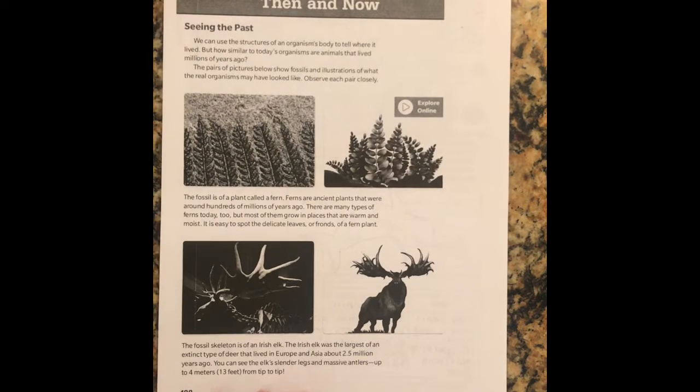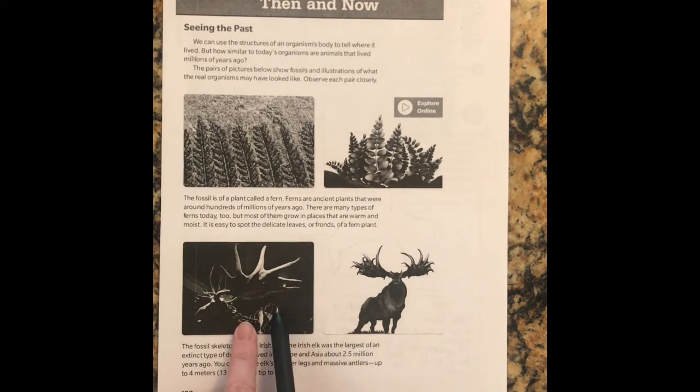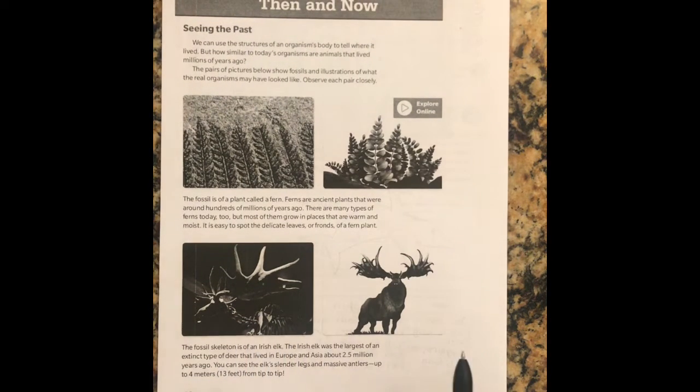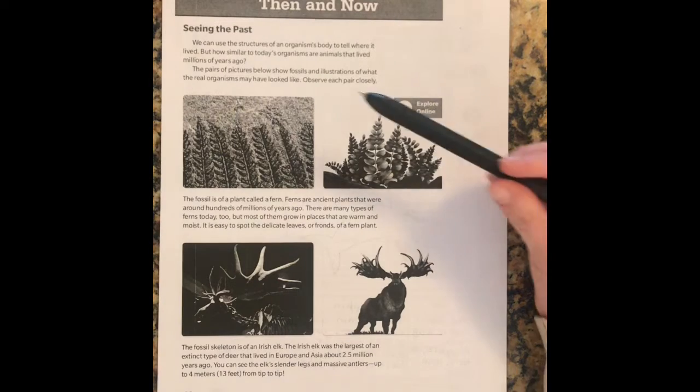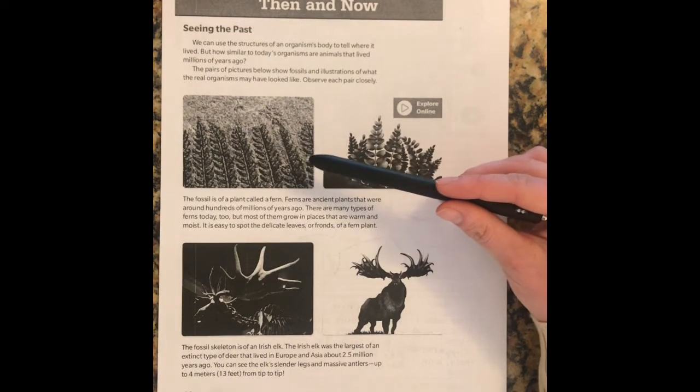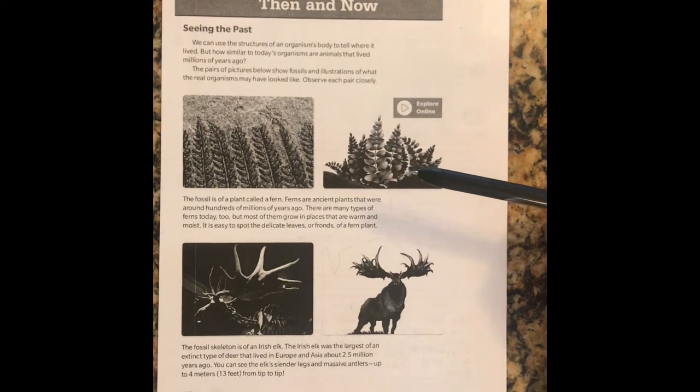Out of the others, we're looking at an elk, and we're also going to look at a mosasaur. Out of those three, the fern is the only one that is still around today. Not the exact fern that's in this fossil, but there are other species of ferns that are still around today, and they're very common.